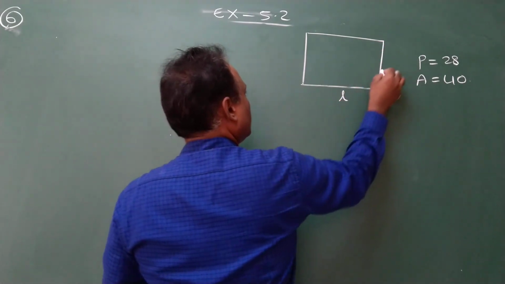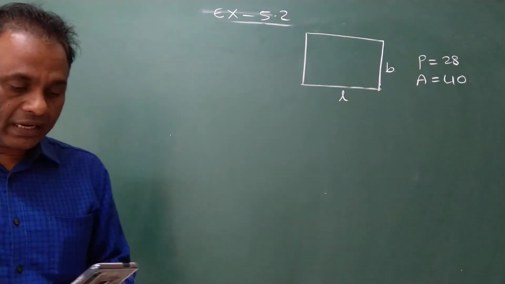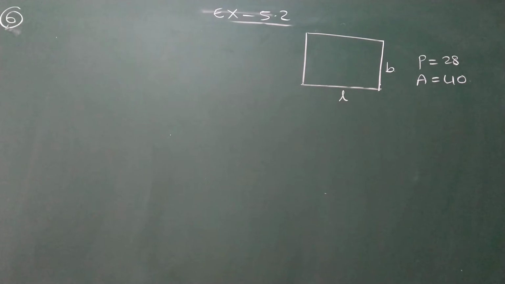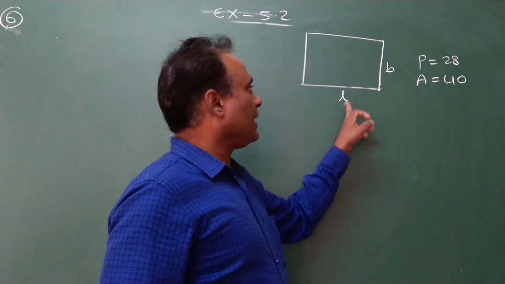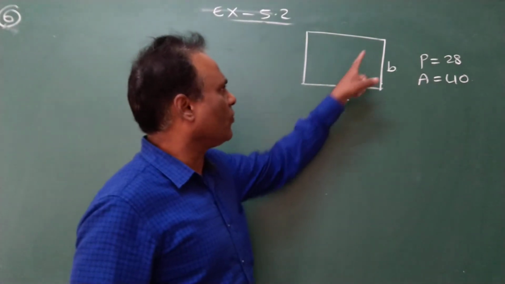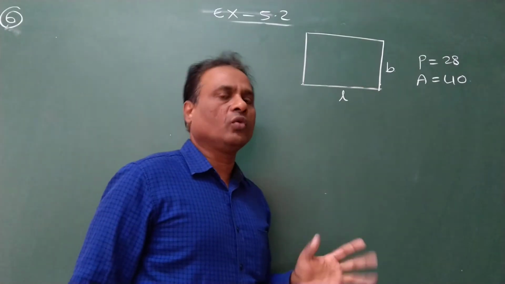Rectangle. This is called length, this is called breadth. Length and breadth. Students, see here. We have to find length and breadth. That is our question. Dimensions means rectangle will have 2 dimensions. One is length, one is breadth. You have to find length and breadth. 2 values we have to find.